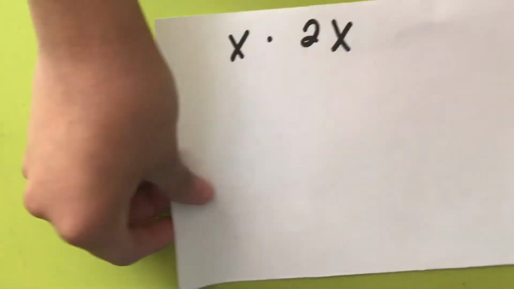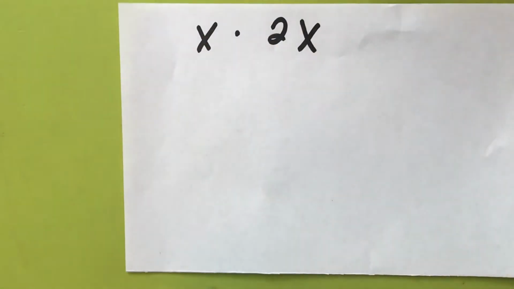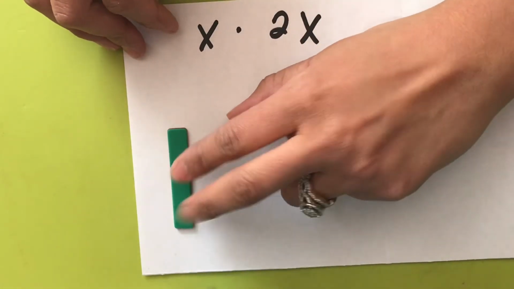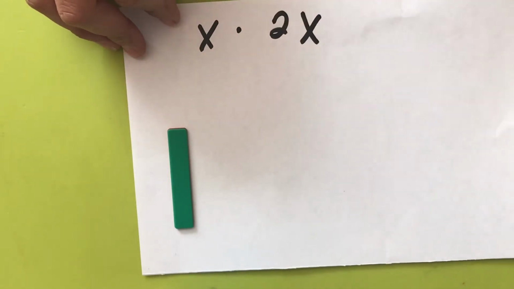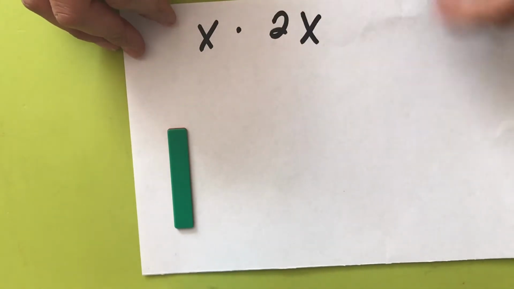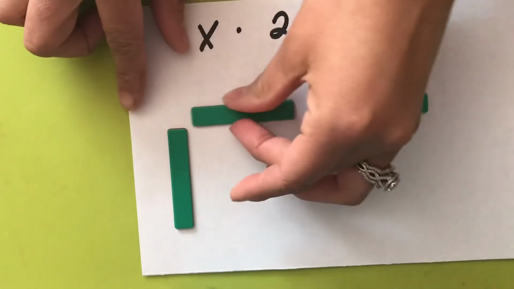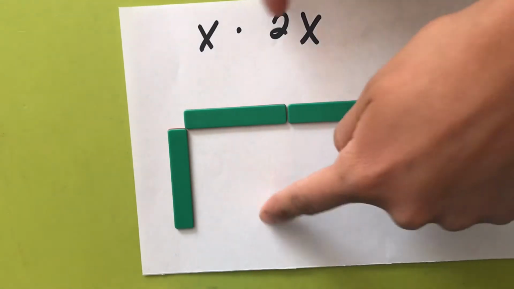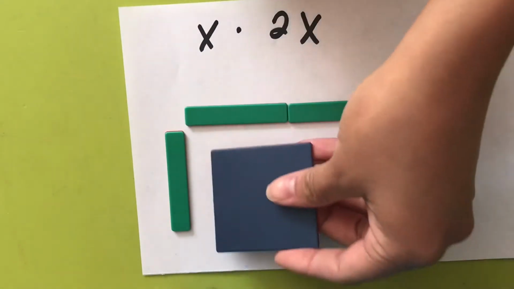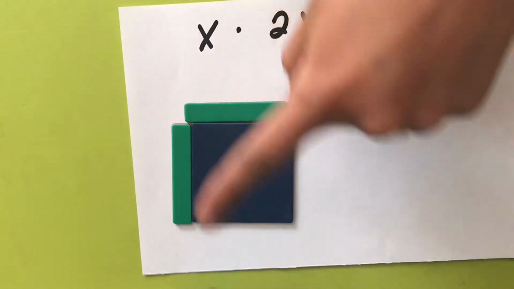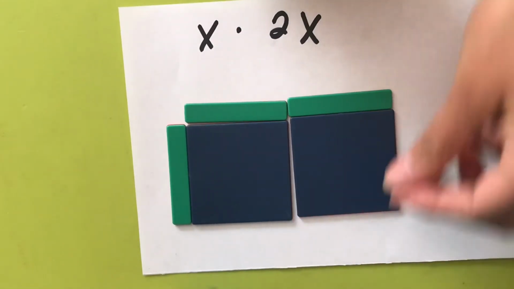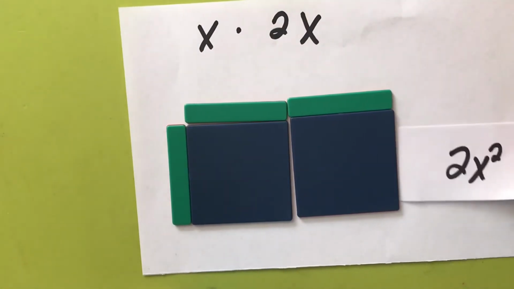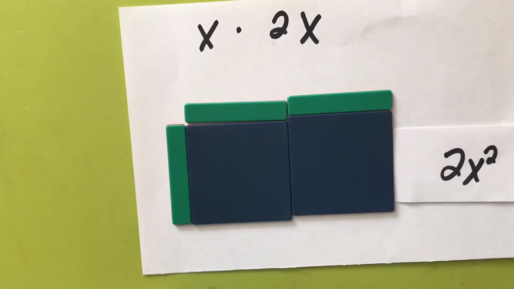Let's try a multiplication problem. So here we have x, so we'll do 1 green bar going down and times 2x. So these 2 green bars will go across. Now to answer our problem, we'll fill in. X times x is x squared. X times x is x squared. So x times 2x equals 2x squared.